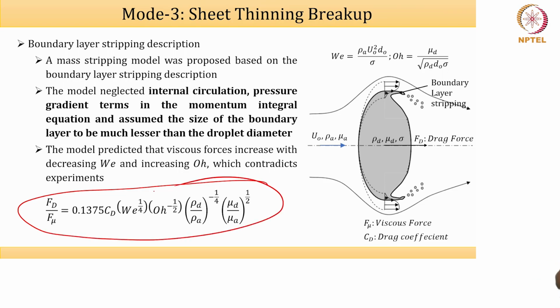But this model had one caveat, that it predicted that the viscous forces increase with decreasing Weber number and increasing Ohnesorge number. Experimentally, you don't see this. Now, the fancy part of any theory that you do, if it does not match with experiments, you have to throw it out. As simple as that. That's a rule of thumb, right? No matter how fancy it looks.